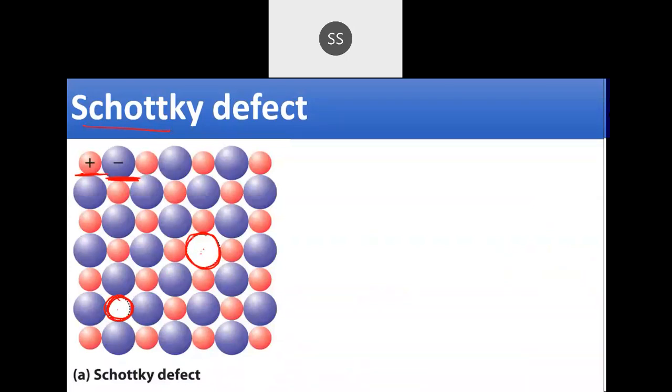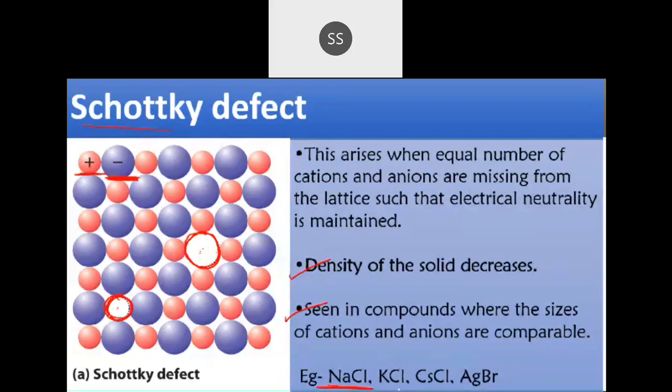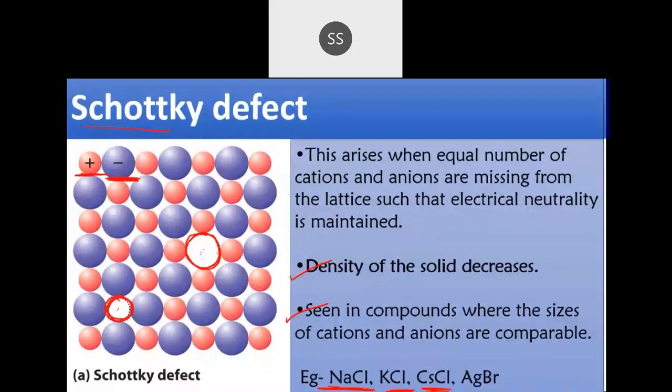Then what happens to the density? If both the ions have gone missing, their mass will become less. Correct? The whole crystal's mass will become less. So density is found to decrease. So in this particular Schottky defect, you will find that density decreases and it is usually seen in the cation and anion which are having almost same size. So I had given you example NaCl, KCl, cesium chloride. Those compounds will show Schottky defect.